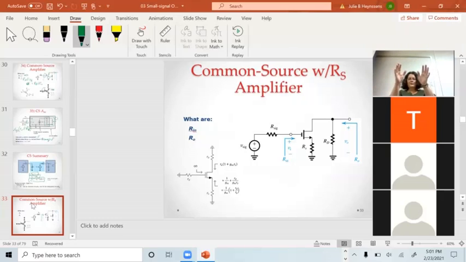Now, we're going to use the chart. I want everybody to figure this out on their own. Use the chart. Tell me what R_in and R_out are.